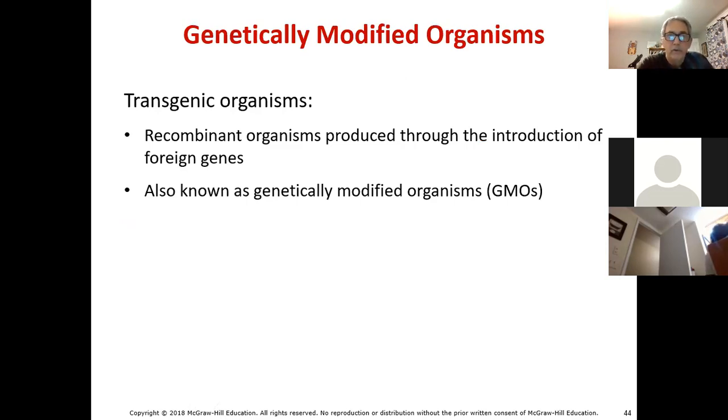Transgenic organisms are genetically modified organisms. They have recombinant genes, and are recombinant organisms produced by the introduction of foreign genes. These are then referred to as genetically modified organisms, or GMOs.